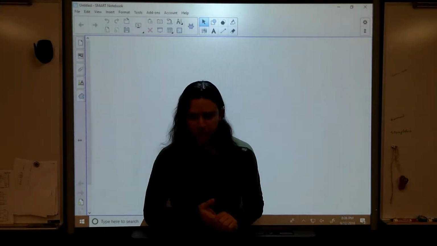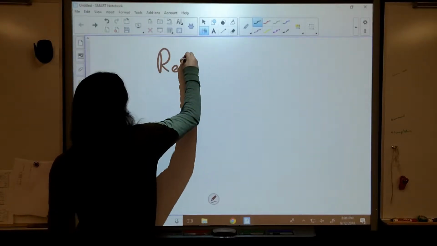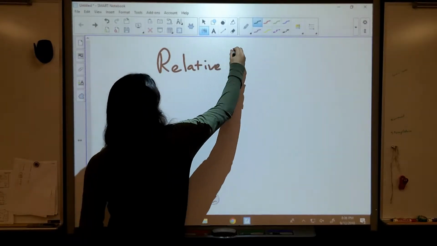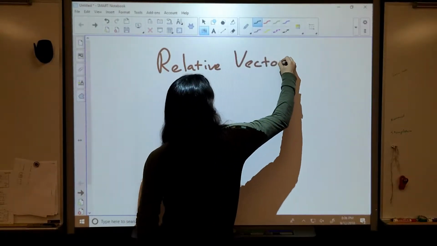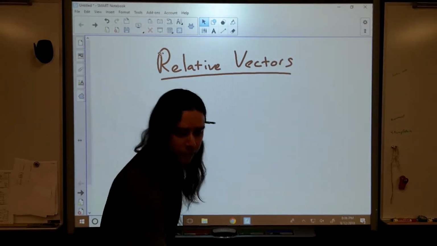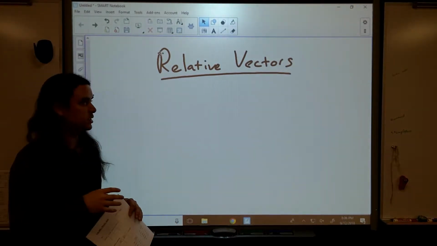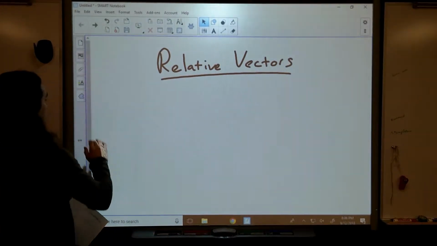Okay, so we're going to take a look at something called relative vectors. Now, we're going to go through this kind of quickly. I could give it a more thorough approach, but I want to make certain that this is a smaller segment so we don't get bogged down in it.